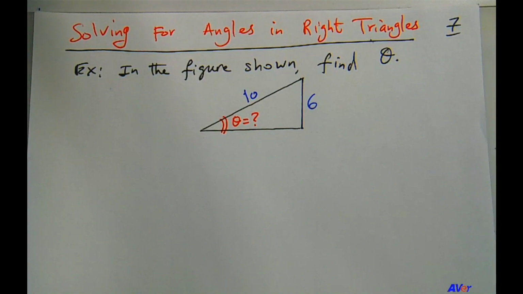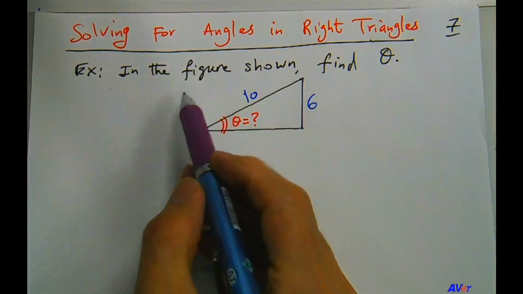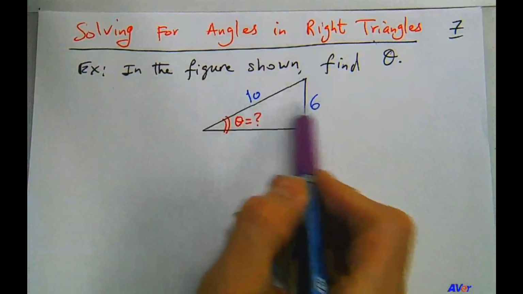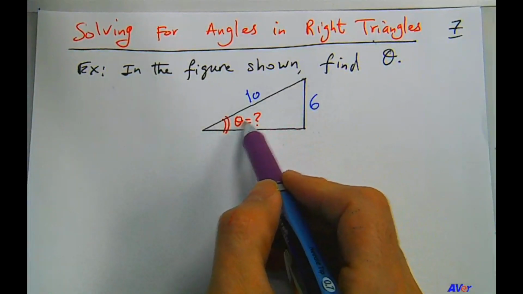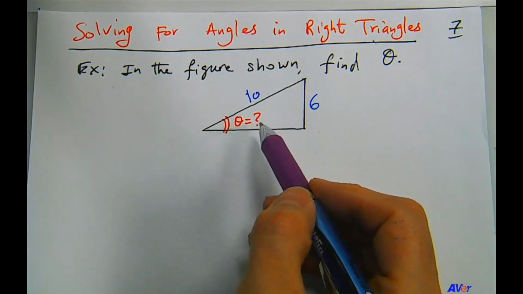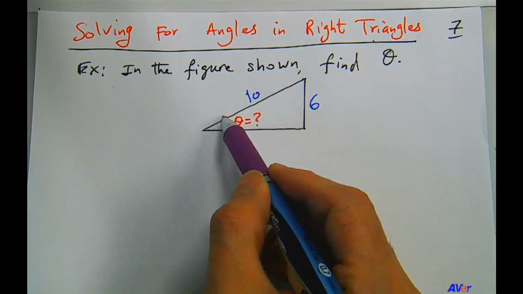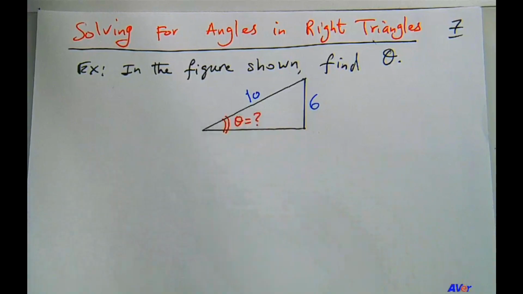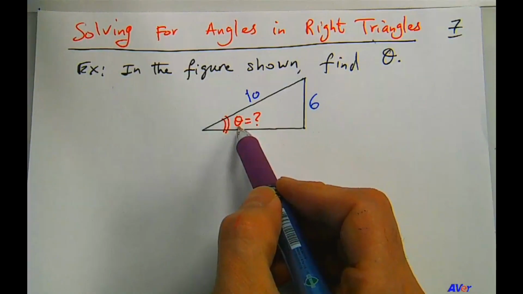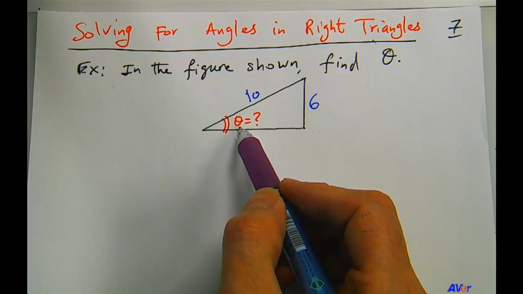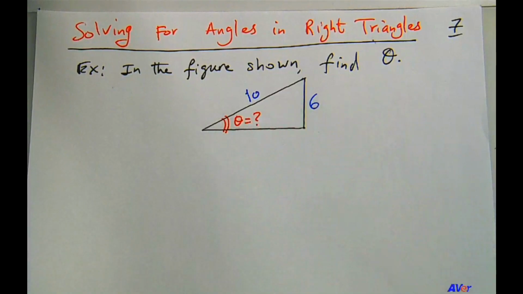Well, we know that in this figure, given these two sides, if we take the sine of this angle, we will have the opposite side divided by the hypotenuse, right? But that's going to give us the sine of theta, not the theta, right? Let me write this down.